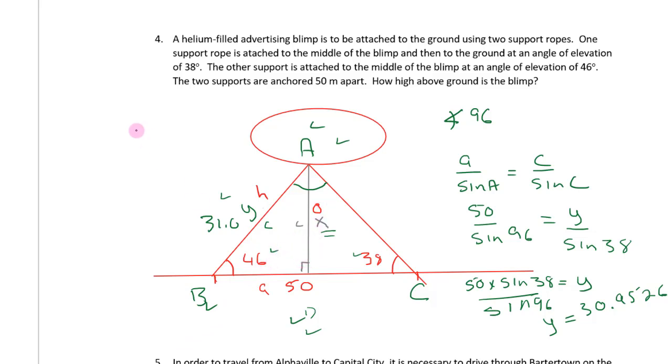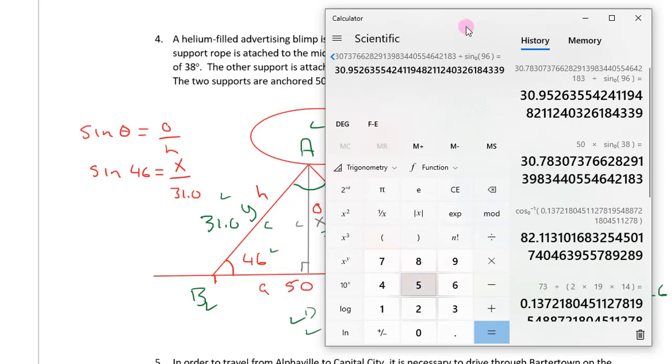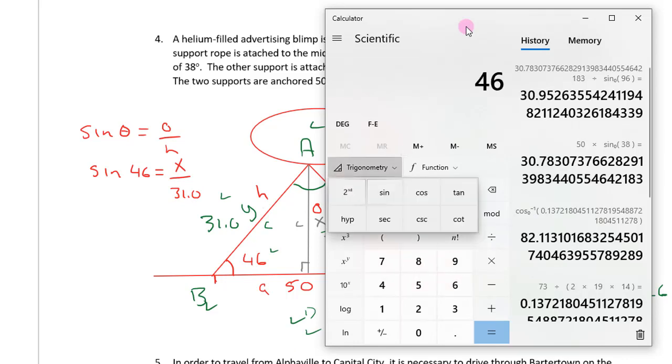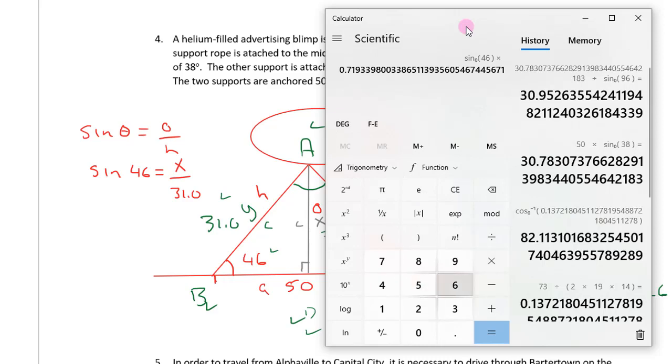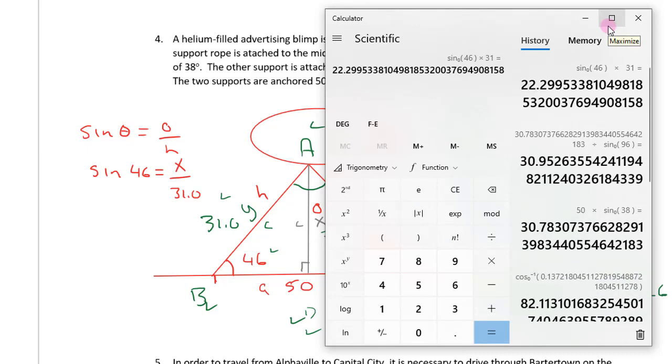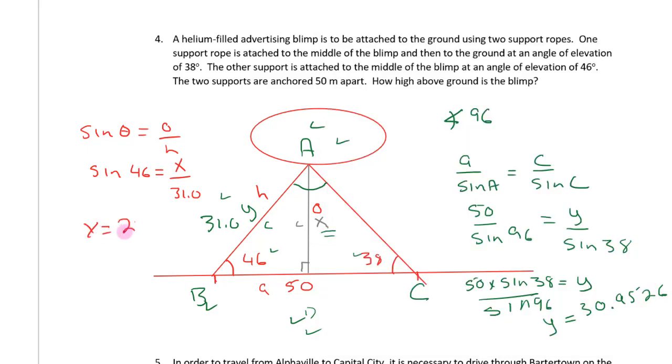of the balloon. That means I'm going to be using my sine trig ratio, which equals sine of theta over hypotenuse. We know that the angle is 46 degrees. Opposite is what we're looking for, and we just calculated y to be 31.0. Pull up my calculator. I'm going to enter in 46 and then sine times 31.0, hit equals, and now I know the altitude of the blimp is 22.3 meters.